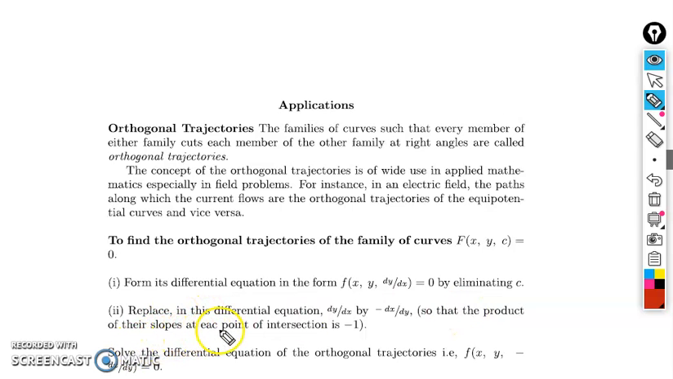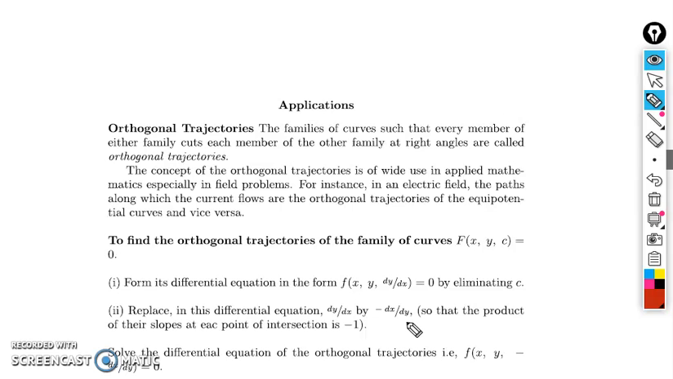We also know that if two curves are perpendicular to each other, then m1 m2 equals -1, where m1 represents the gradient of the first curve and m2 represents the gradient of the second curve. The product of the two gradients should be -1. Exactly for that reason we replace dy/dx by minus dx/dy. That represents the differential equation of the required orthogonal trajectory.